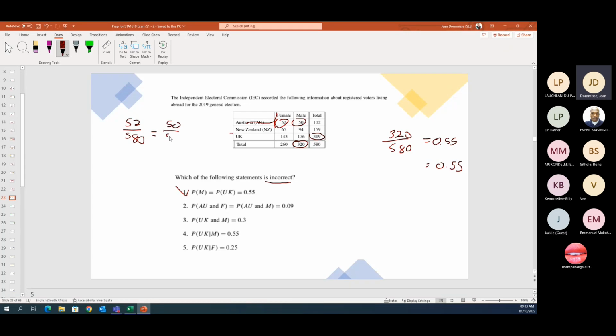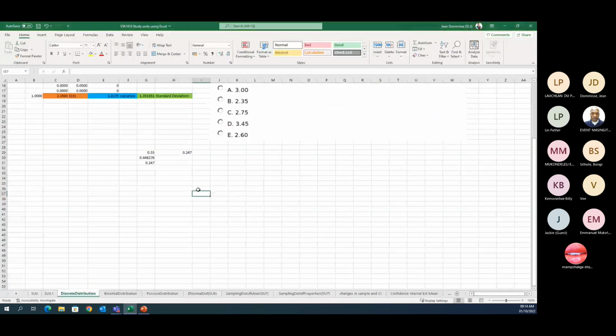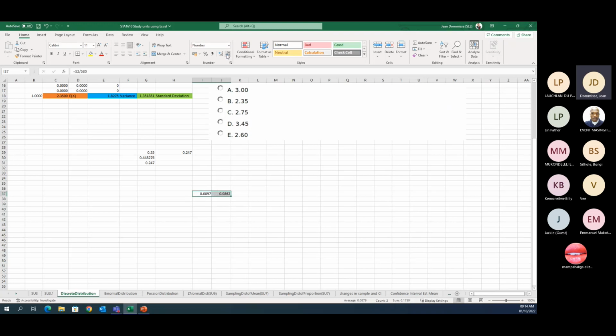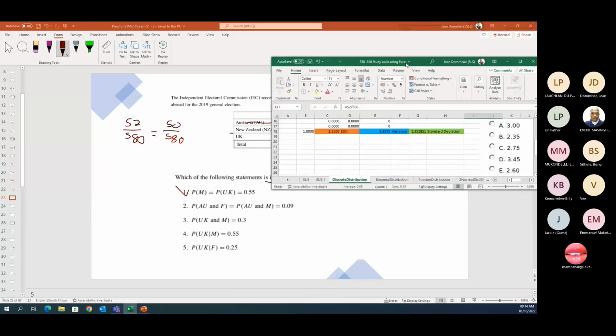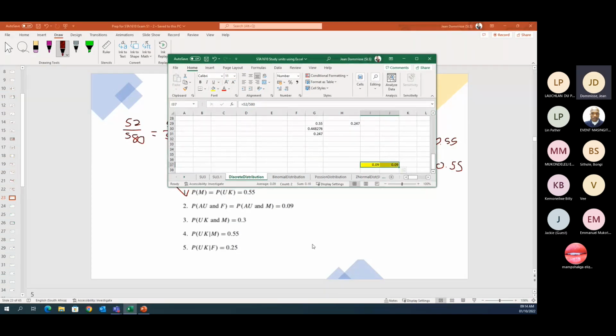So pure maths, I would have said it's incorrect. But let's just do this. The one is 52 divided by 580. The other one is 50 divided by 580. So we round it off to 2 decimals, then it is exactly the same.